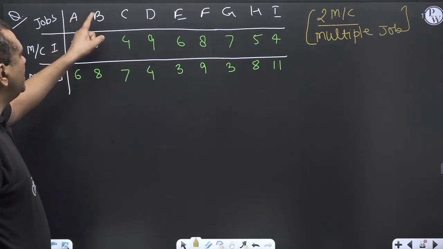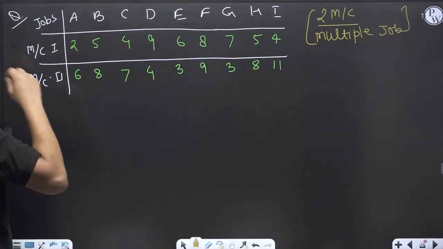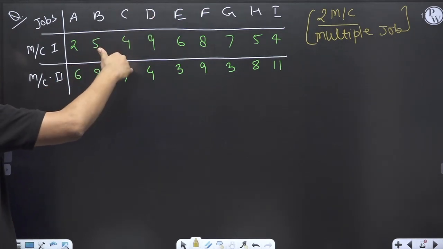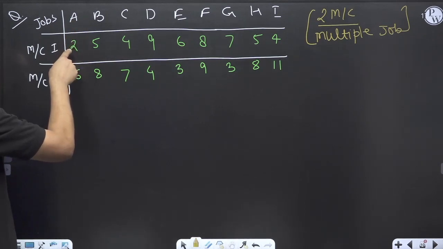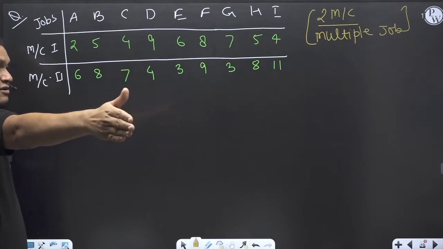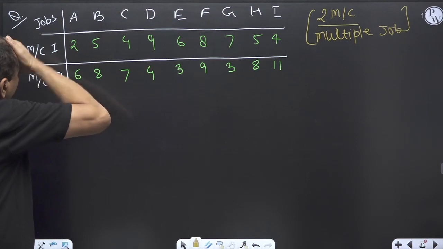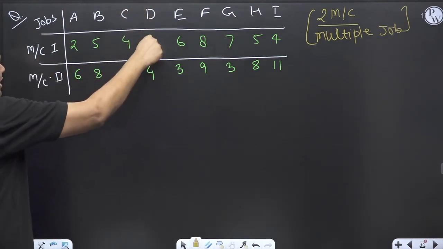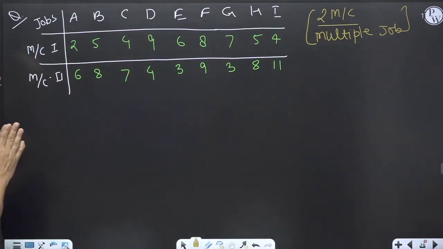There are jobs A, B, C, D, E, F, G, H, I. Each and every job has to be processed on both the machines. Job A consumes 2 unit time on machine 1 and 6 unit time on machine 2 before it gets out. Job D takes 9 unit time on machine 1 and 4 unit time on machine 2 before it gets out.